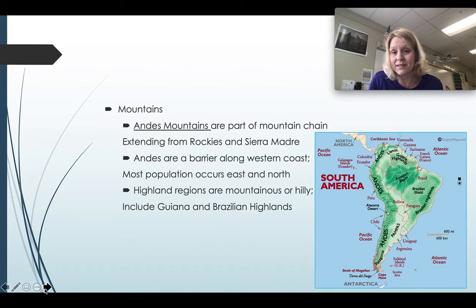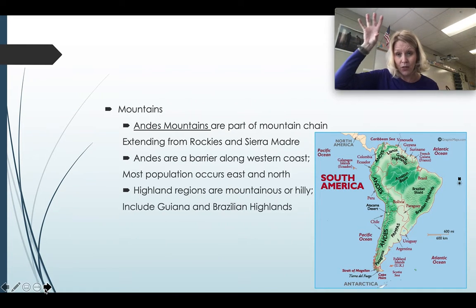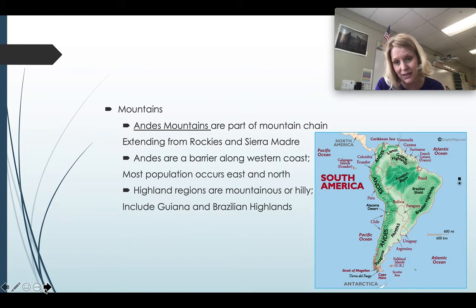We'll start with the mountains. These are probably what South America especially is most famous for. The Andes Mountains are part of a mountain chain extending from the Rockies. Now think about where the Rockies begin, really even up in Mexico. The Rocky Mountain chain extends all the way down through the United States, and then into Mexico it becomes known as the Sierra Madres. And then into South America, we call it the Andes. If you look at that map, you can see the Andes producing the spine of the western part of South America.